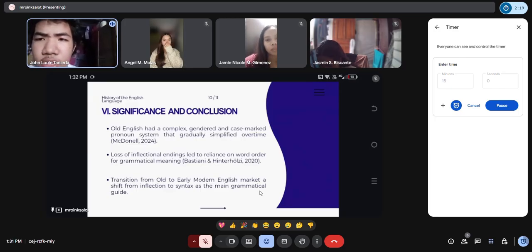Second, loss of inflectional endings led to reliance on word order for grammatical meaning. All those complicated case endings eroded away, the nominative, accusative, dative. English could no longer rely on the ending of a word to tell you if it was a subject or an object. So this created a fundamental need to shift. Instead of using inflections, English started to rely on fixed word order. This transition solidified subject-verb-object, SVO, as the core rule of English syntax, which is still the key principle for sentence structure.